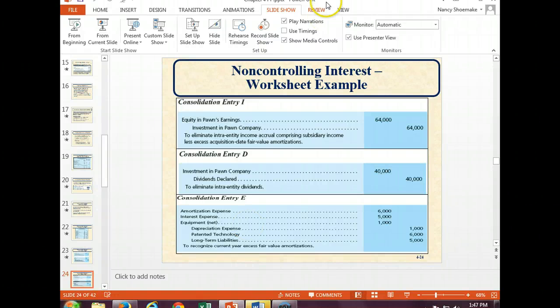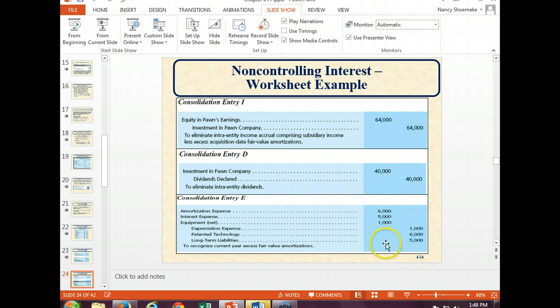We're going to show the $64,000 of our share of the income from the subsidiary. We're going to reduce our investment in that amount. Then this $40,000 will increase investment in Pawn and credit our dividends declared, similarly to how we've done it in the previous chapters.